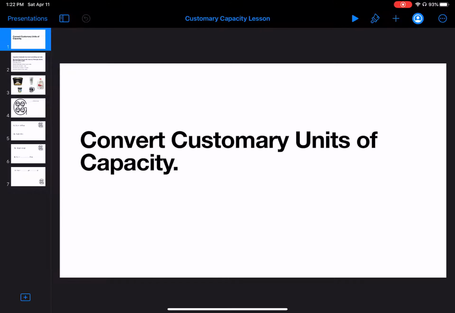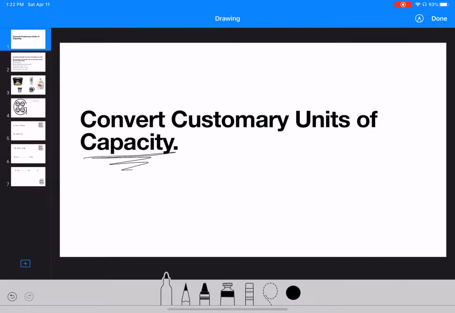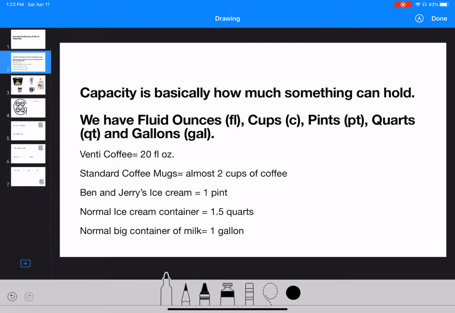Hello, this lesson is going to be on converting customary units of capacity. You might be wondering what capacity means. Basically, capacity is the amount of liquid something can hold. So basically, we're dealing with the amount of liquid that certain objects can hold today.